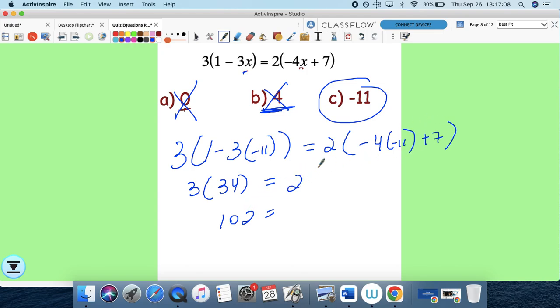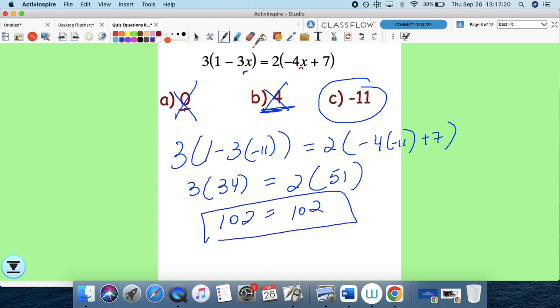Negative 4 times negative 11 is 44. 44 plus 7 is 51. And 2 times 51 is 102. So negative 11 makes this equation true. By substituting negative 11 for x, it makes the left expression equal the right expression.